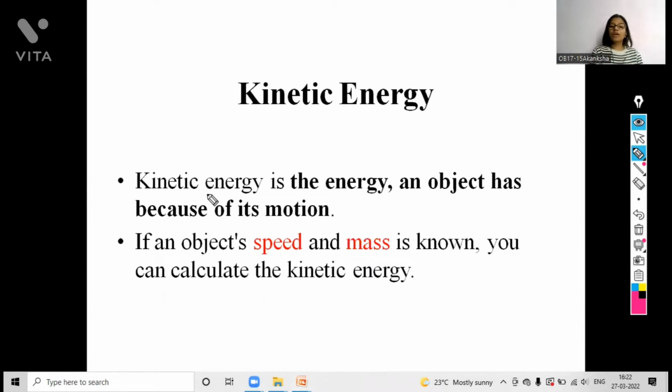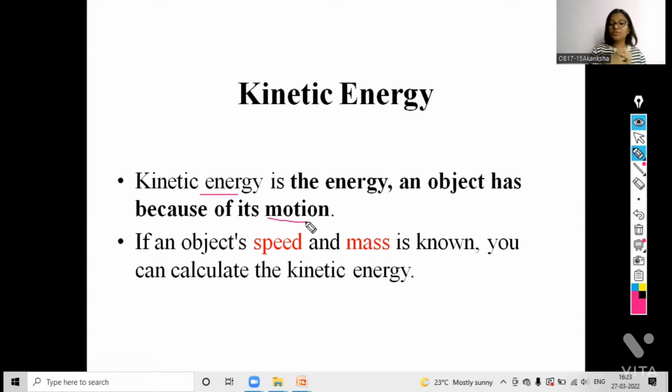Kinetic energy is the energy an object has because of its motion, right? So here, there is one key word in this definition, and that is motion. Whenever there is motion, there will be some kinetic energy involved. If any object is moving, we walk, we go for morning walks. When we are going for a morning walk, we are having some kinetic energy, right?